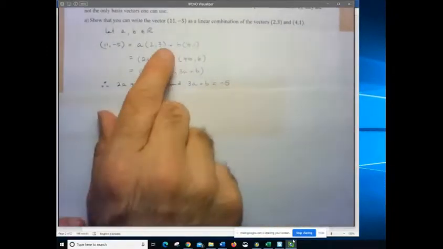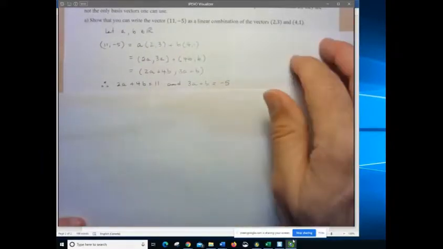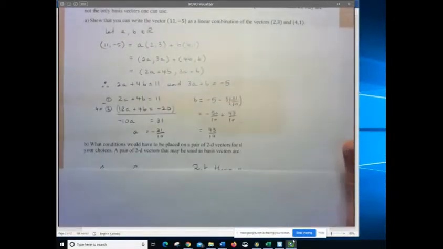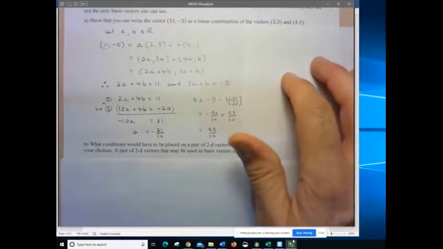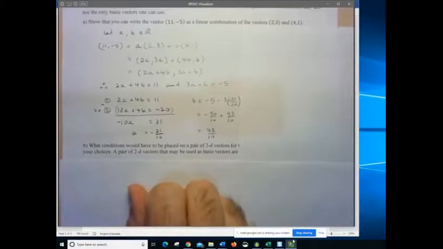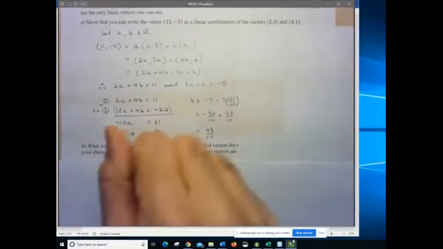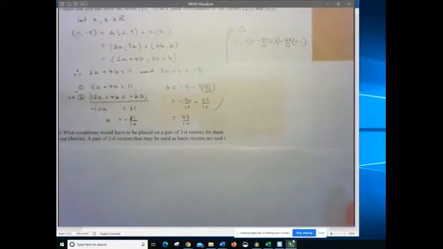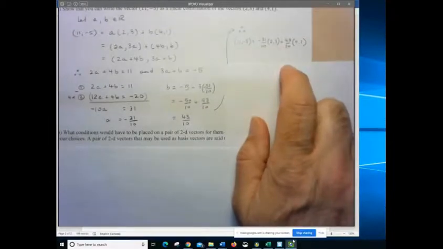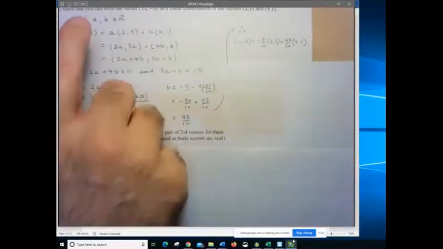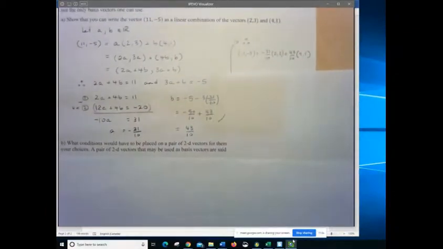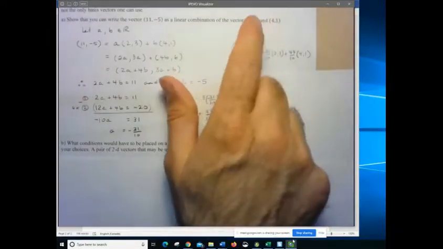So determining these values is all about solving this system of equations, all right? So I go ahead and solve this system of equations, and, not the nicest numbers in the world, but still fairly easy to solve. So that means that this vector (11, -5) can be written as -31/10 times the first vector plus 43/10 times the second vector. And you can imagine that you could go through this process for any vector in R2. Okay, so any vector can be written as a linear combination of those two vectors.